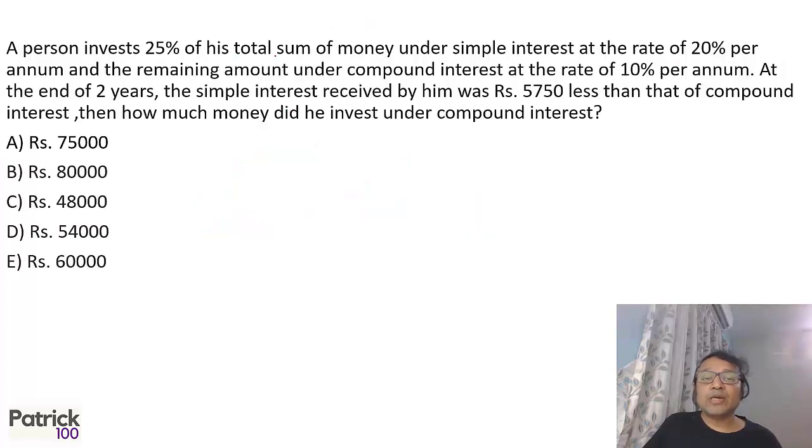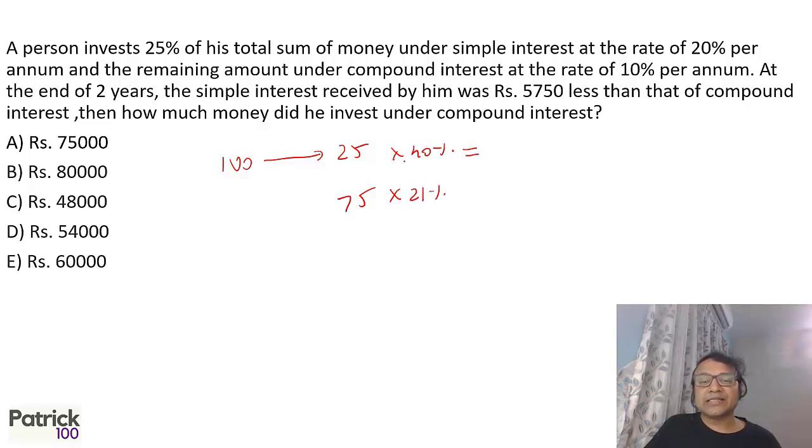A person invests 25% of his total sum of money under simple interest at a rate of 20% per annum. Let's say 100. Let's start with 100. So 25 rupees he invests in simple interest at 20% per annum. And the rest, that is 75 rupees, at compound interest at 10% per annum, 2 years. So here he gets 40% interest, and 10% for 2 years compound interest is 21%.